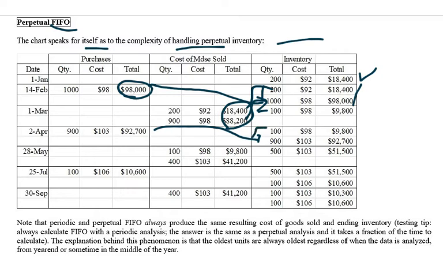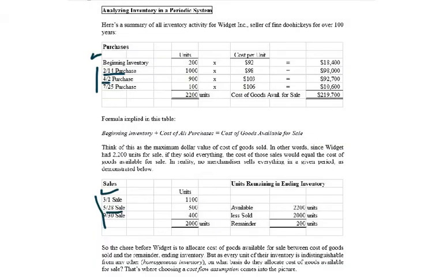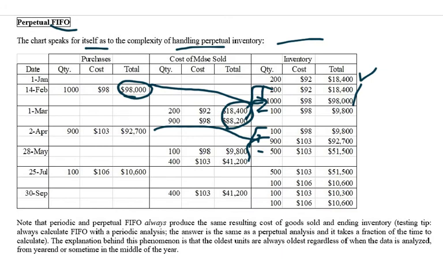So where do they come from? What's your oldest stuff? The 100 at 98. What's your next oldest? What really, in this case, what else do you have to choose from, right? Is the 900 at 103. So 400 of those are gone, leaving you 500 at 103. Next up chronologically, we had our final purchase on July 25th. So that's going to be 100 at 106. So put that on the bottom. Again, so we have 500 at 103, 100 at 106 in inventory.